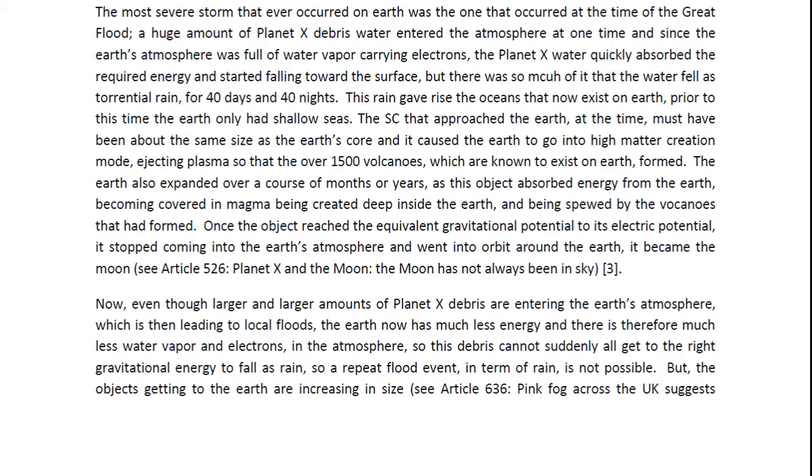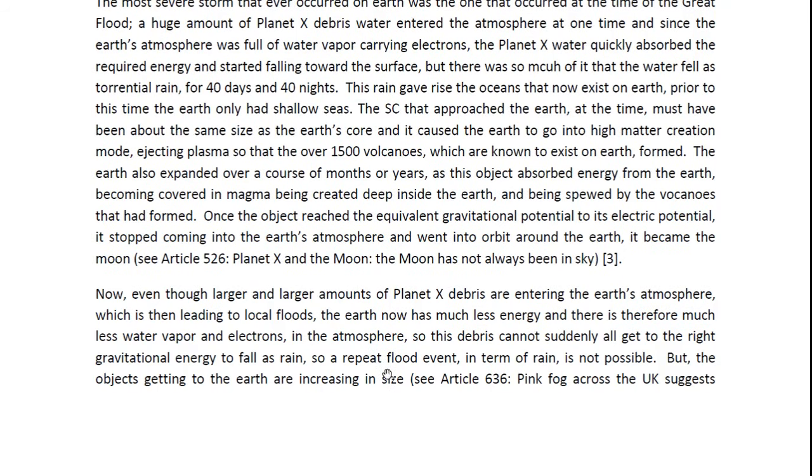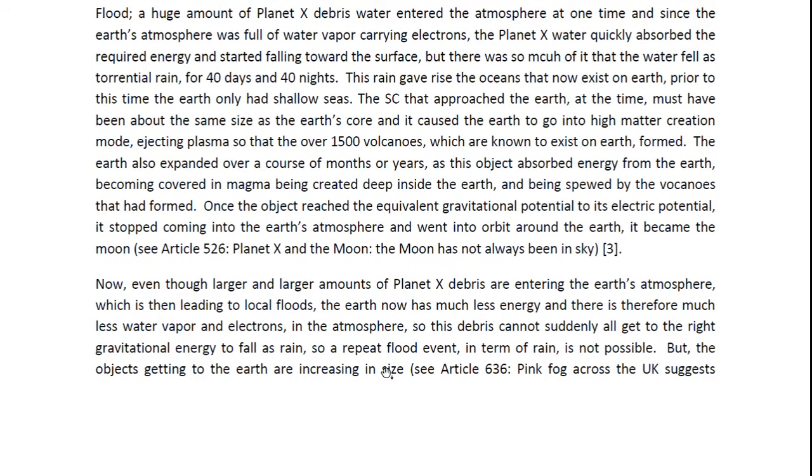Now, even though larger and larger amounts of Planet X debris are entering the Earth's atmosphere, which is then leading to local floods, the Earth now has much less energy, and there is therefore much less water vapor and electrons in the atmosphere. So this debris cannot suddenly all get to the right gravitational energy to fall as rain. So a repeat flood event in terms of rain is not possible.